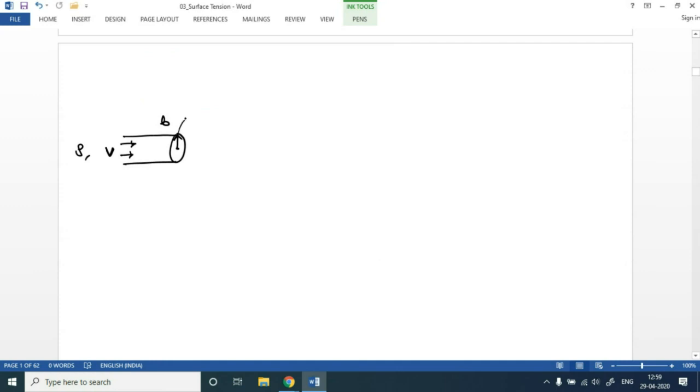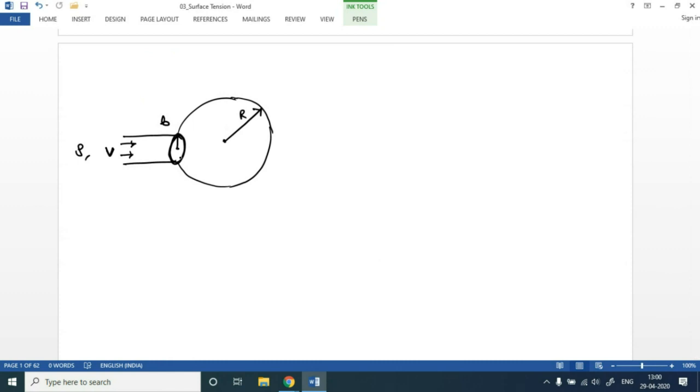Due to this blow, the size of the membrane, like a bubble, will be formed over here, and the size of the bubble will keep on growing. At some stage, let's say when the radius becomes r, it will detach from this boundary.